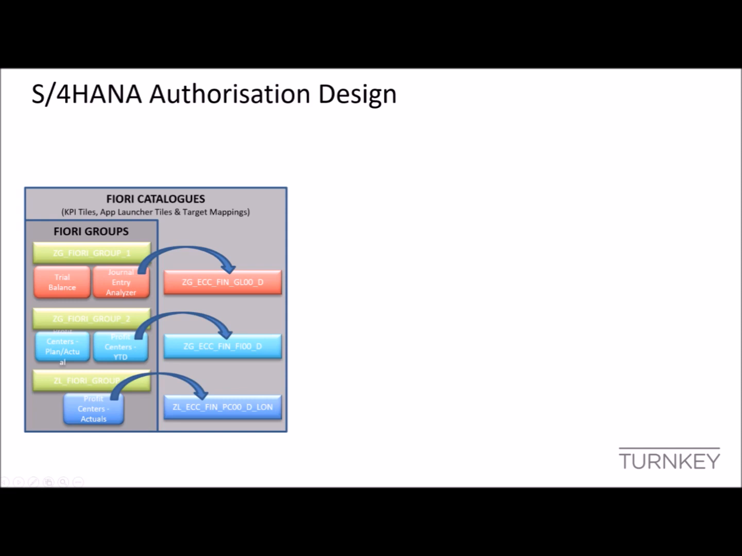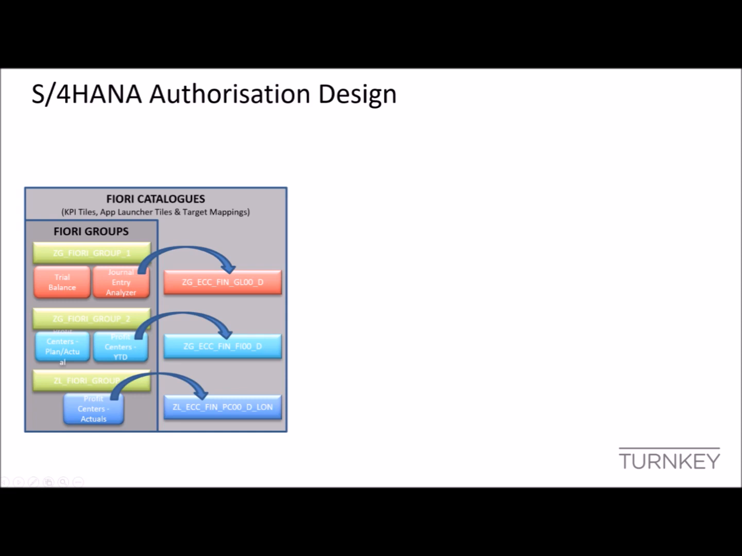The next layer is your Fiori catalogs. These have your KPI tiles, your app launcher tiles, and your target mappings. These all come together to form the restrictions. So if you don't have access to this Fiori catalog, then you won't be able to view any of the tiles that are assigned to you via the group.